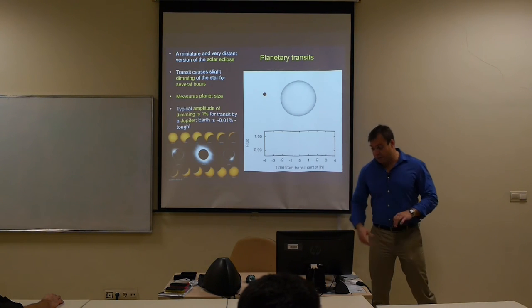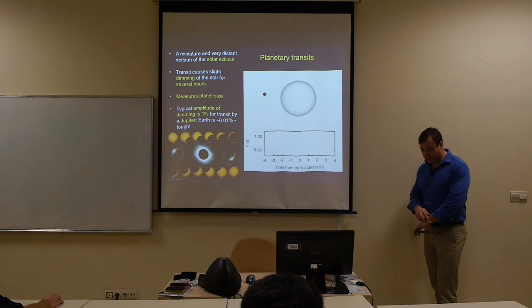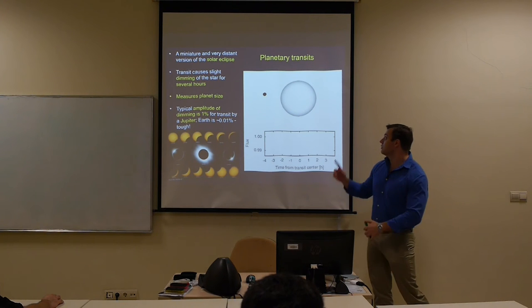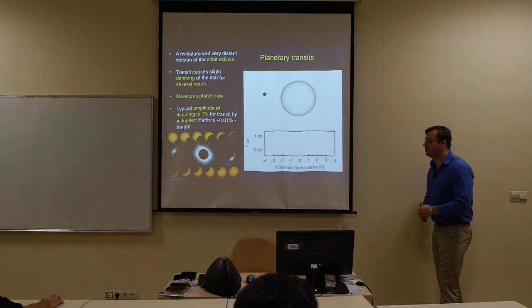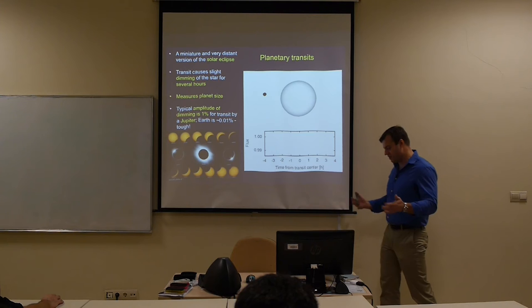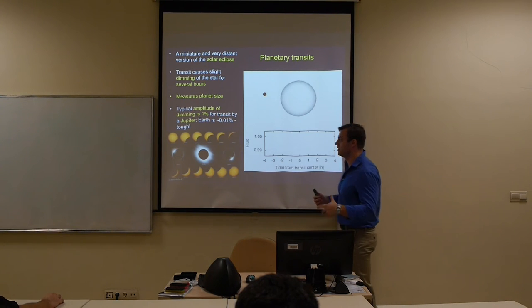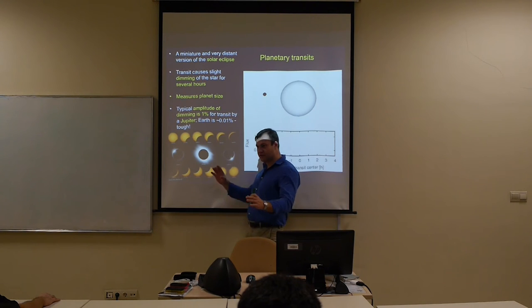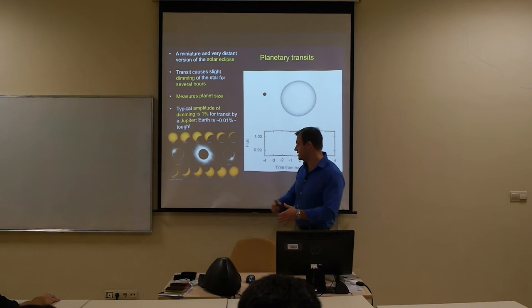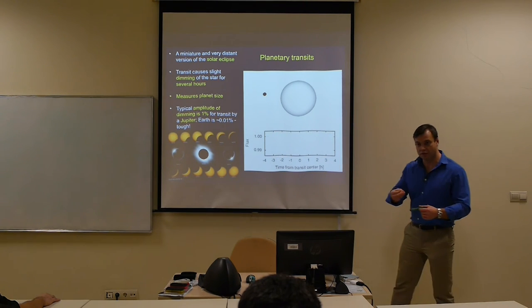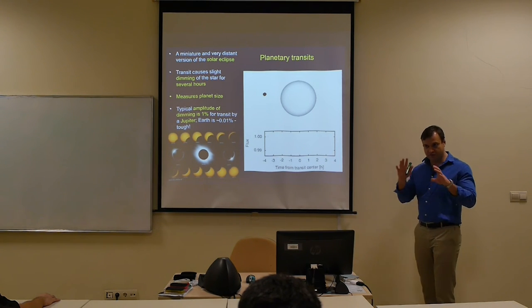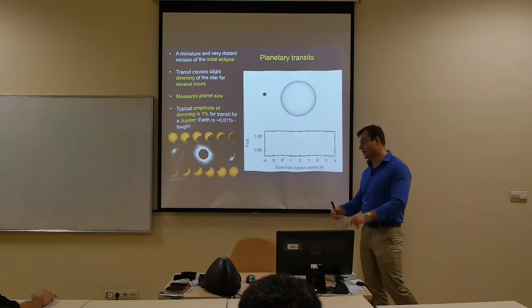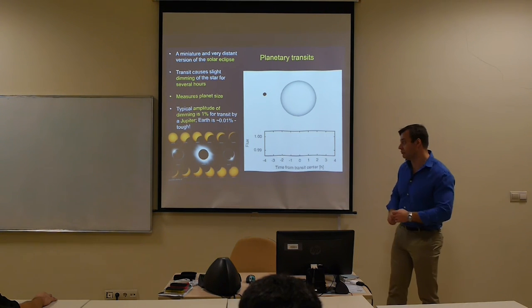Okay, another method which is actually very productive has been the method of the so-called planetary transits. In planetary transits, what you see is basically some version of a solar eclipse. In a solar eclipse, we see the moon move in front of the sun and cover the sun completely, as in this case. That's because we are sitting close to the moon, and the angular diameter of the moon is the same as the angular diameter of the sun, so the moon can cover the sun completely.